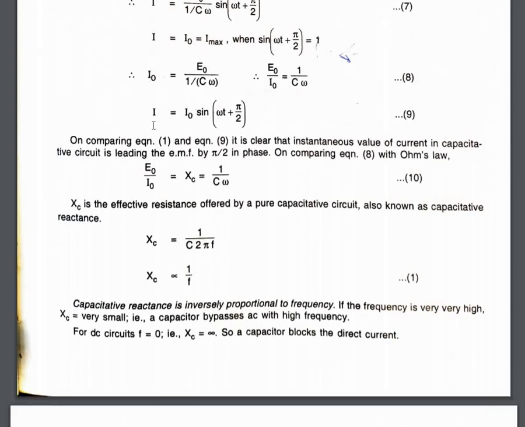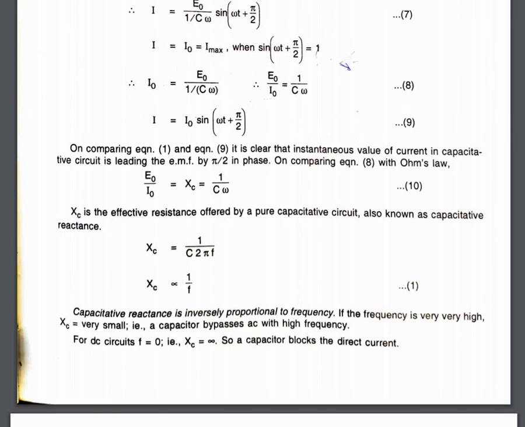So in a purely capacitive circuit, the current will lead the voltage. What is the expression for voltage? E is equal to E0 sin omega t. What is the expression for current? I is equal to I0 sin of omega t plus pi by 2. So in a purely capacitive circuit, the current leads the voltage by an angle pi by 2. So that is the importance of the capacitive circuit. In a capacitive circuit, the current leads the voltage by an angle pi by 2.